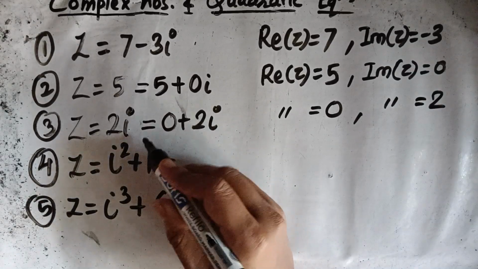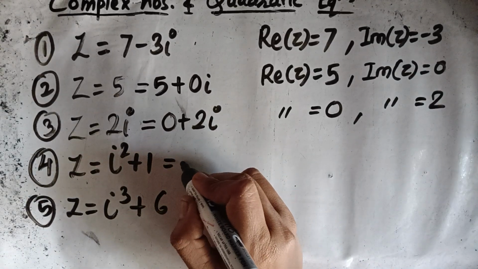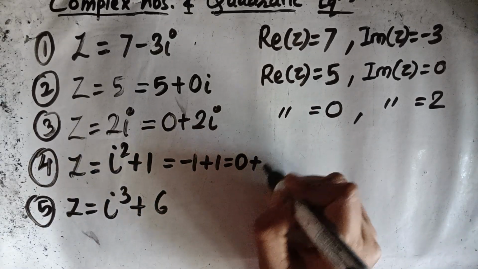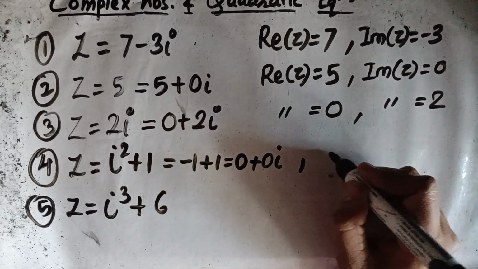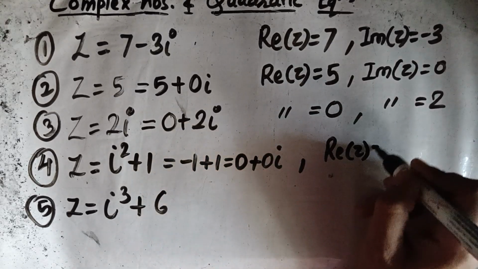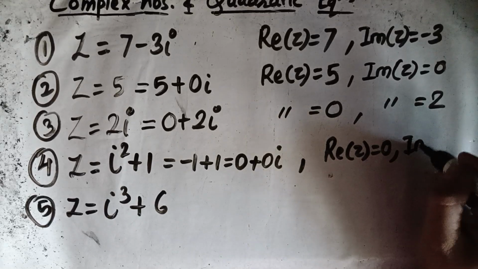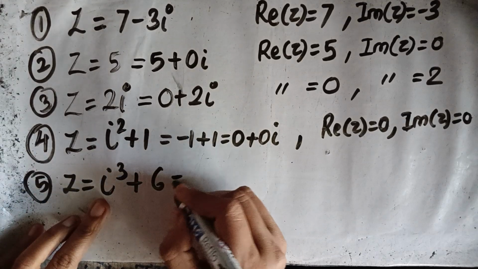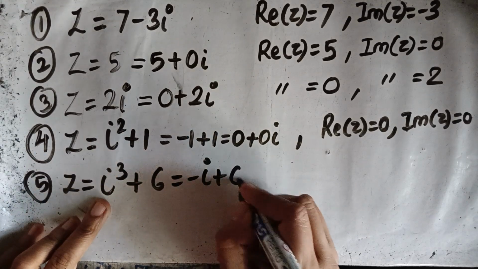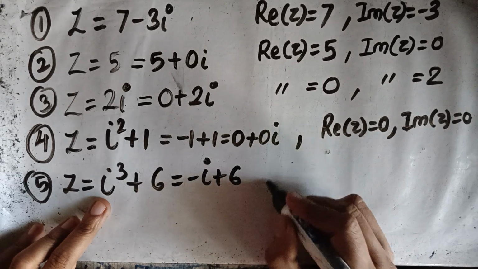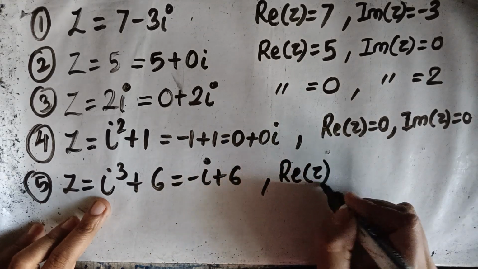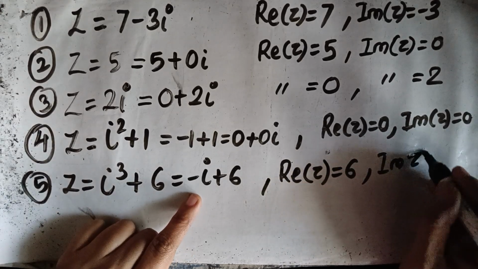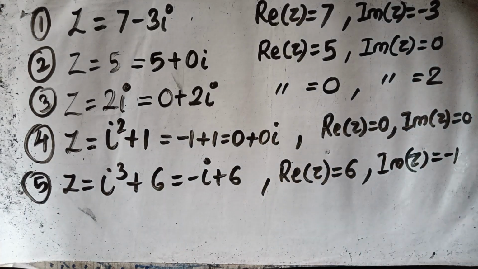This you have to solve. I square is minus 1. So minus 1 plus 1 becomes 0. So this is nothing but 0 plus 0i. So real part is 0 and imaginary part is also 0. What about this? This is minus I plus 6. So here real part is 6 and imaginary part is minus 1.